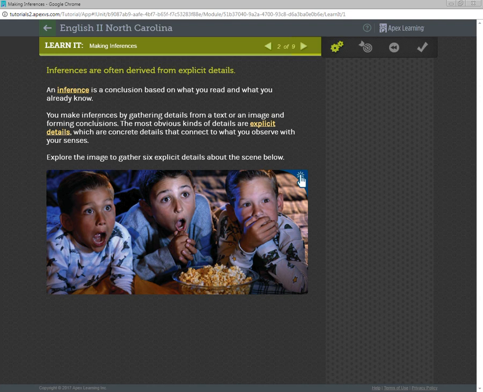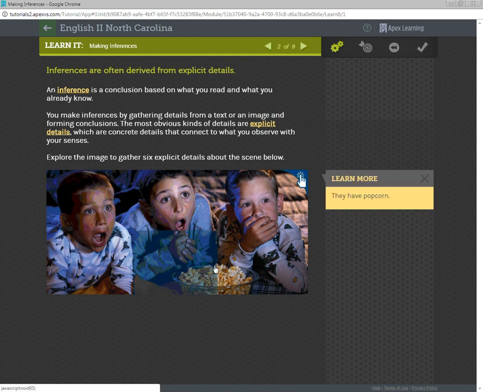Now, the most obvious details are explicit details. Explicit details are concrete, specifically stated. It's what the author is directly telling you. So explicit is when the author directly tells you. So let's look at this picture. There's 6 explicit details in this picture.